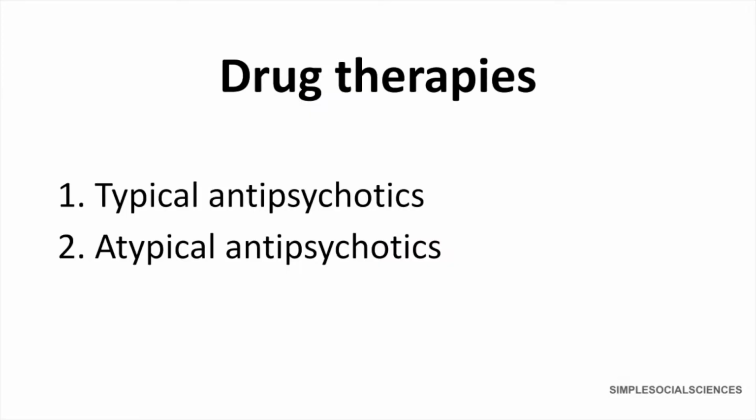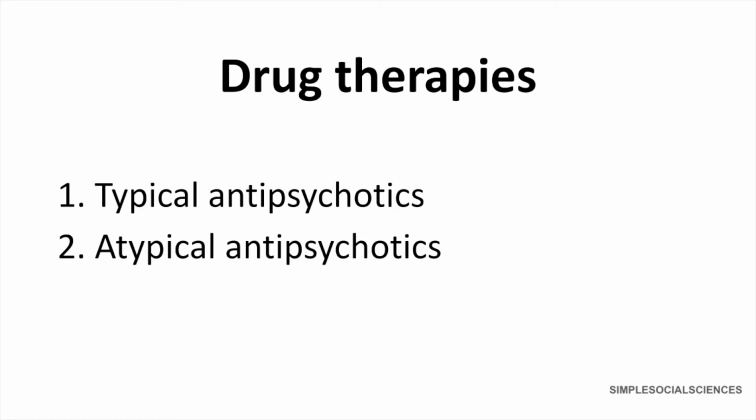So the biological approach to treating schizophrenia uses drug therapies. There are 2 different types of antipsychotics used to treat schizophrenia. The first is typical antipsychotics, which were the early and traditional antipsychotic treatment. And then we have atypical antipsychotics, which are more recent versions of antipsychotic medication.